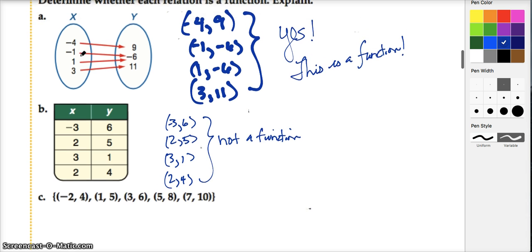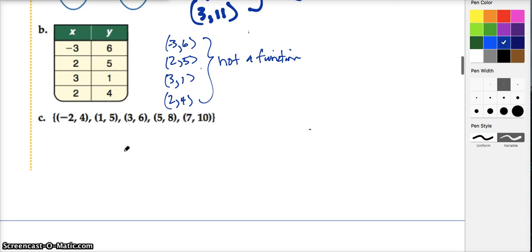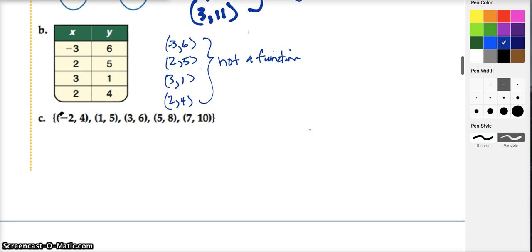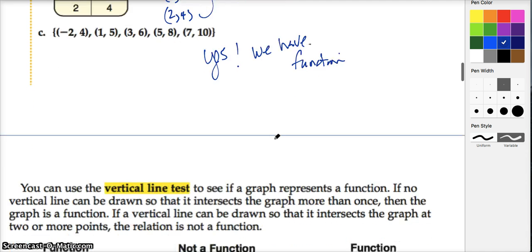Now we did a mapping, we did a table, and now we're looking at a set of ordered pairs. I like to write them as ordered pairs personally, but I'm going to do the set of ordered pairs: -2 and 4, 1 and 5, 3 and 6, 5 and 8, 7 and 10. Looks good to me. I see no repeated x values, meaning no x value is being mapped to more than one y value. Yes, my friends, we have a function. That's not too bad trying to determine whether you have a function or not. Not too bad at all.